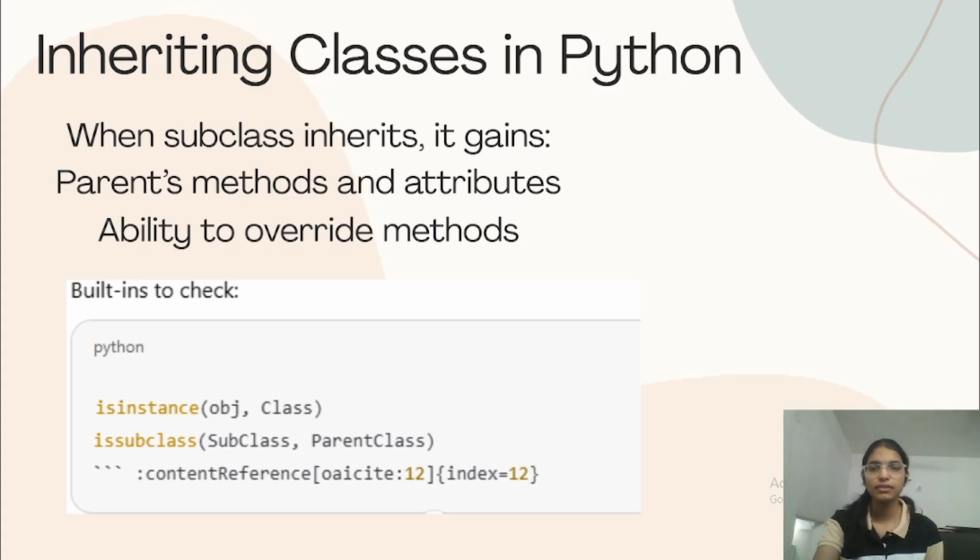We can check the relationships between classes using isinstance to check if an object is an instance of a class, and issubclass to check if a class is derived from another. As you can see, these are the built-in checks.